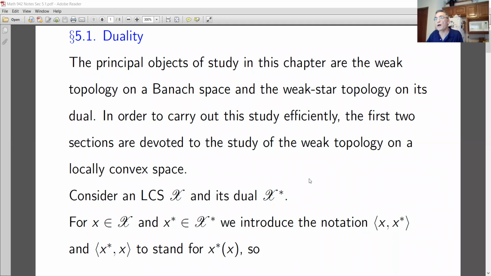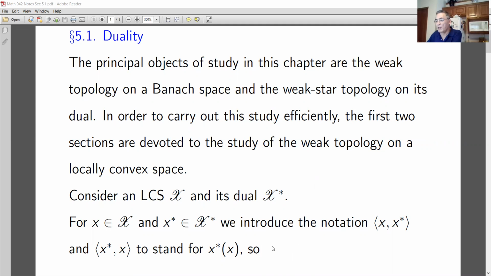So section 5.1, duality. Now in this chapter, we are going to study weak topology on Banach space and weak star topology on its dual. But in order to understand these concepts better, we first concentrate on general locally convex spaces for the first two sections.